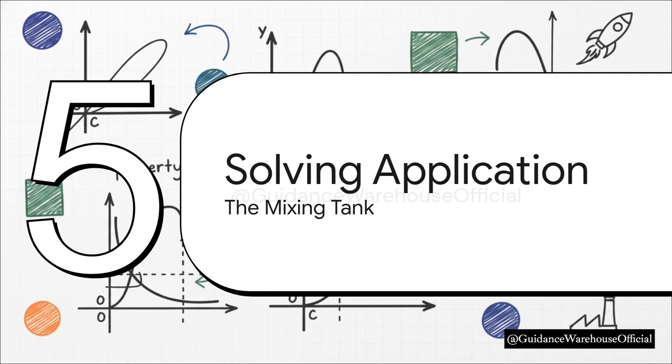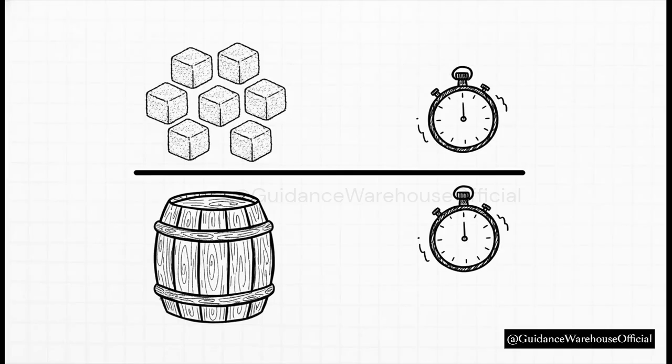Section 6. Solving the real-world application. Let's bring this all the way back to reality and solve that mixing tank problem we started with. Let's build our rational function together. We want the ratio of sugar to water. For the sugar, we started with 5 pounds, and we're adding 1 pound every minute t. So the top is 5 plus t. For the water, we started with 100 gallons, and we're adding 10 gallons every minute. So the bottom is 100 plus 10t. Put it all together, and we have our concentration function. C of t equals (5 plus t) divided by (100 plus 10t).